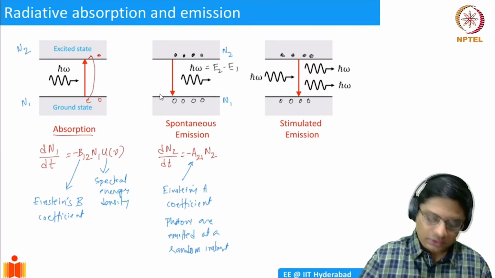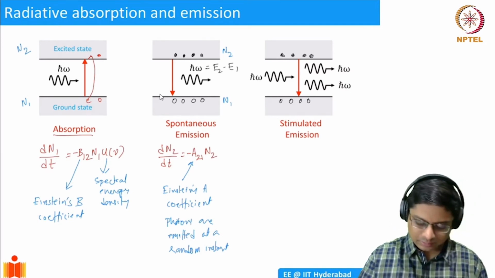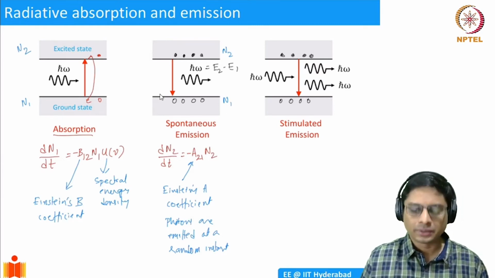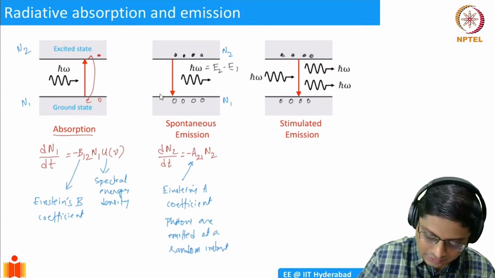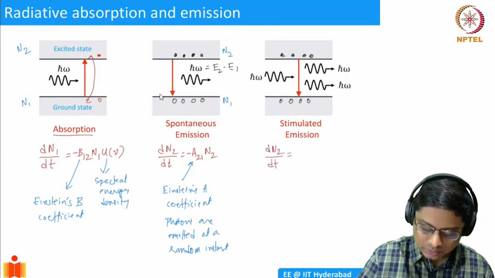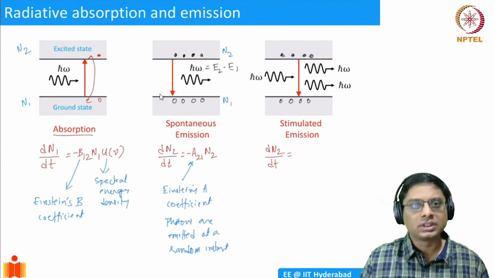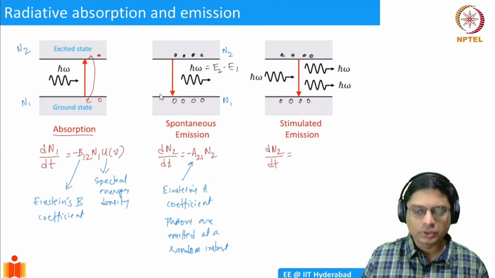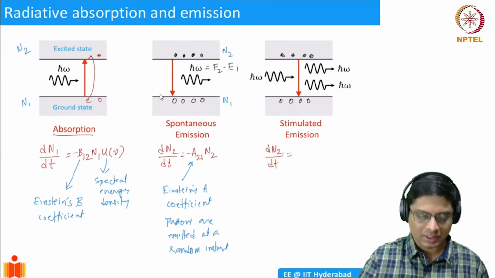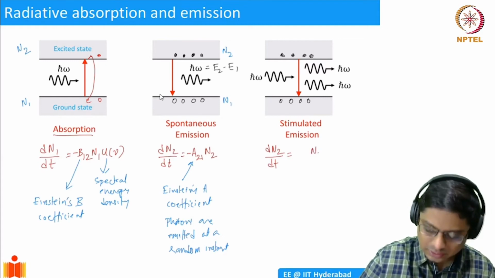This particular mechanism can also be written in terms of a rate equation, and we can say that dN2 by dt is equal to, well, the de-excitation in this process is going to depend, of course, on the population in the higher level, which is N2.